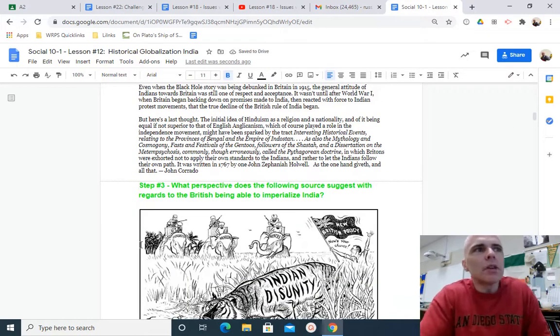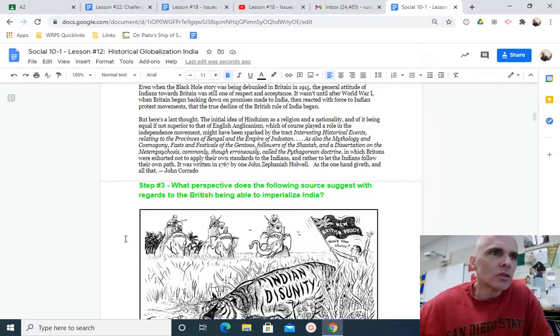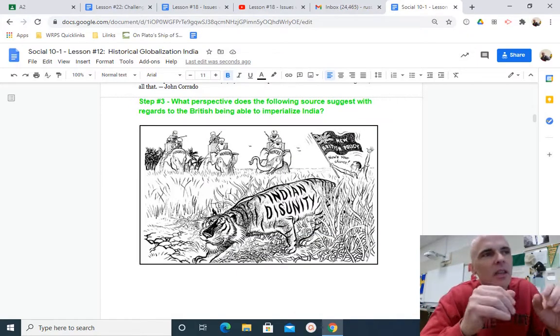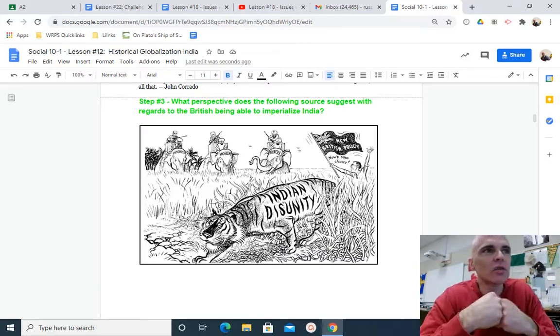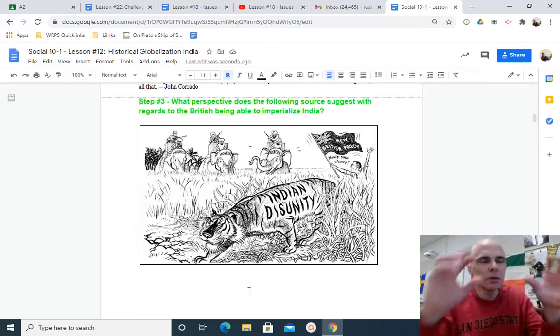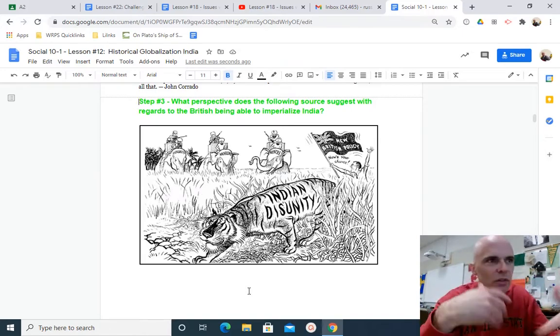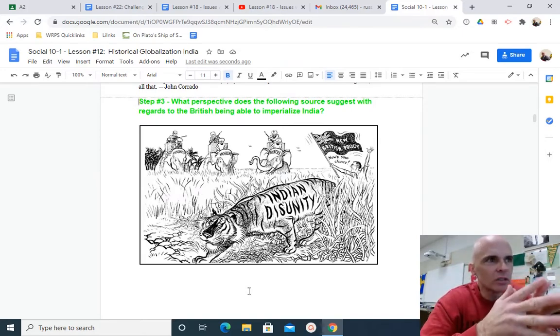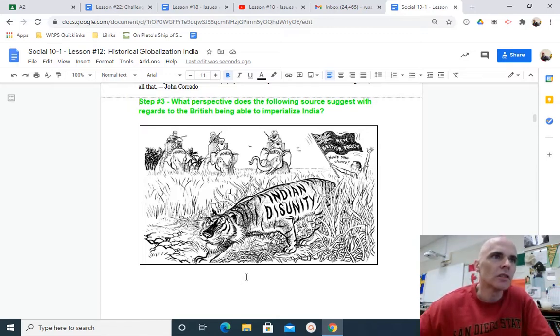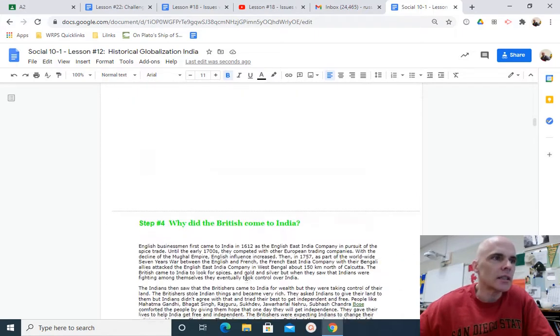Step 3. What perspective does the following source suggest with regards to the British being able to imperialize India? So here's a great cartoon, and I want you to look at it and say, okay, what existed in India that allowed the British an opportunity to take control over India? And I think that's like a one-sentence answer, isn't it? I think it's going to come out and just kind of announce itself quite clearly. So I want you to be able to look at a cartoon and discern details within it, those nuances in it. And here this cartoon is expressing something that existed in India that allowed British imperialism to become a dominant policy there. So that's step 3.